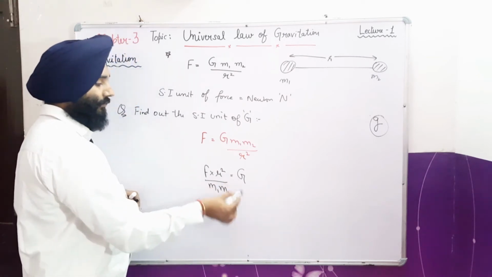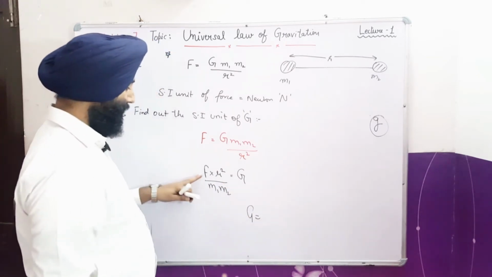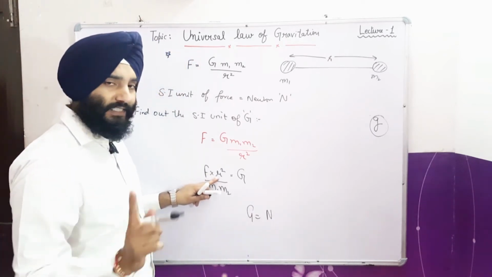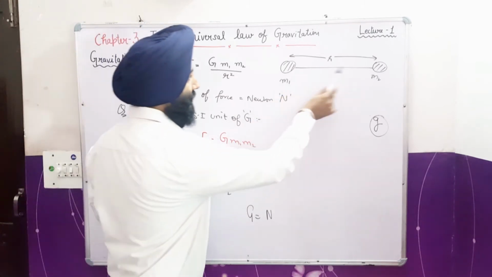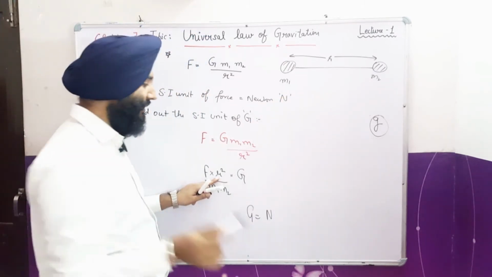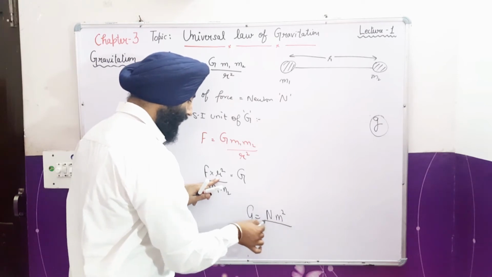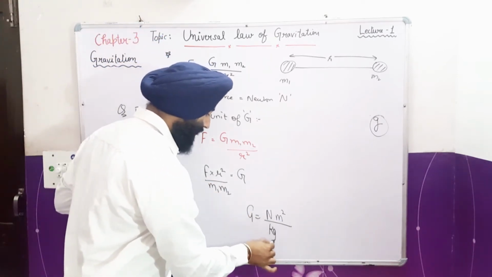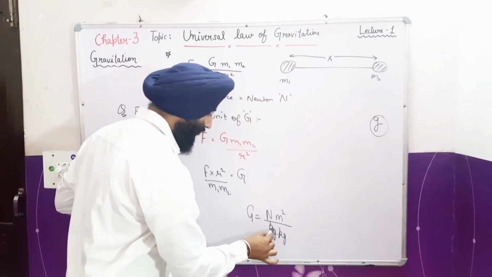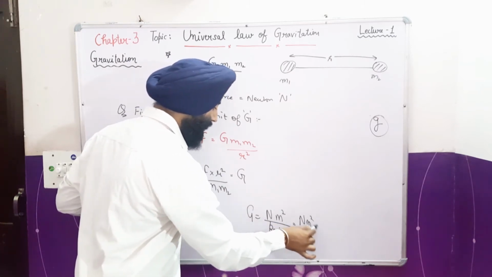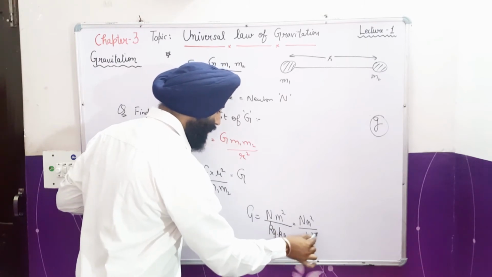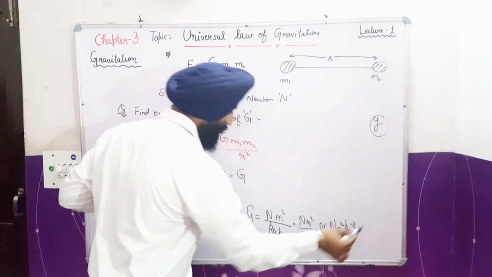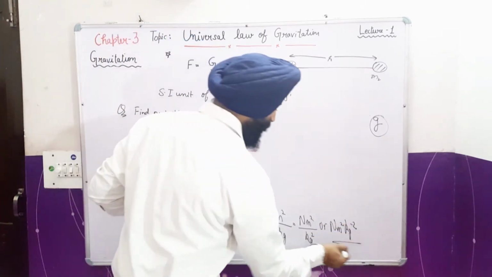Fine. So here I have the value G, and you know the SI unit of force is Newton. The SI unit of distance r, which is the distance between these two bodies, is meter. So Newton meter square upon m1 m2. You know the SI unit of mass is kg, so kg multiplied by kg. Fine. So it will become Newton meter square per kilogram square, or Newton meter square per kg square. So this is the SI unit of capital G.